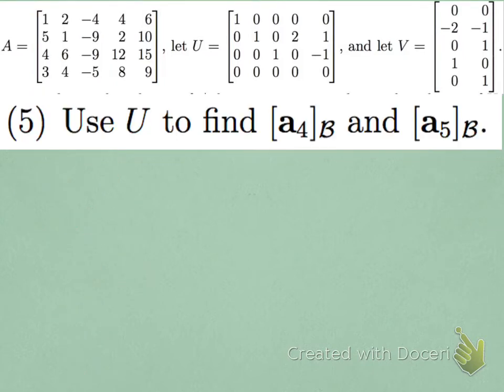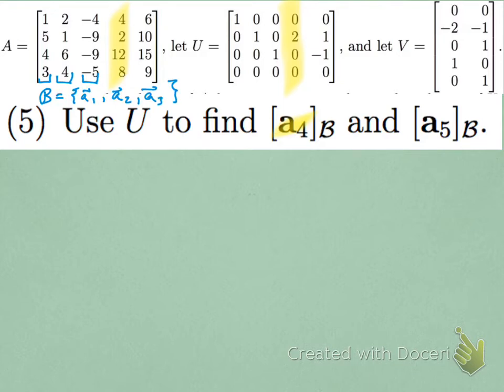Next, we're asked to use the echelon form U to find A4 in B coordinates, the coordinate vector for the 4th column of A, and also the coordinate vector for the 5th column of A. So let's look at A4 first. That's the 4th column of this matrix A, and we want to find its coordinate vector. If we look in the 4th column of U, we see that the 4th column of U is exactly 0 times the first column, plus 2 times the second, plus 0 times the third.